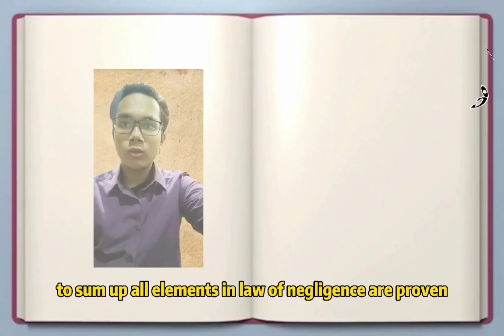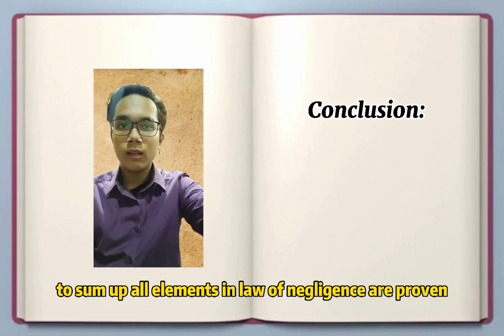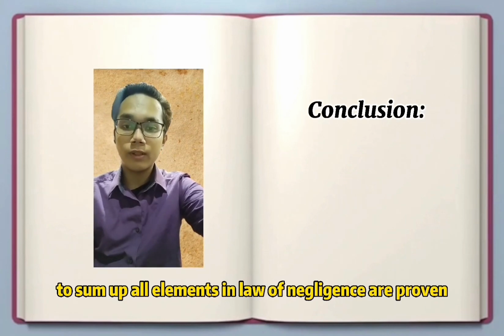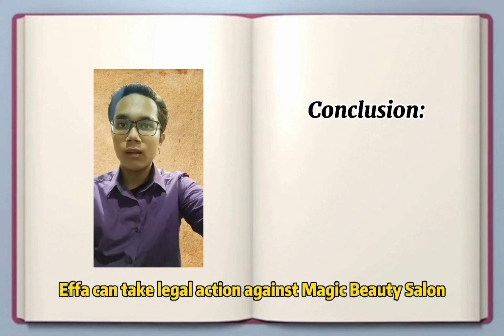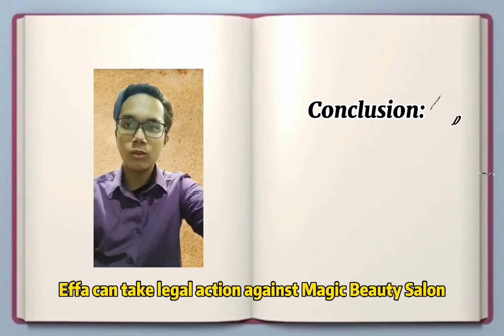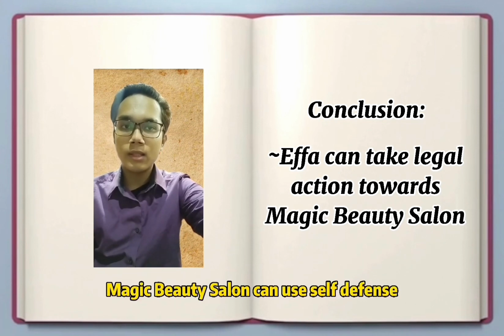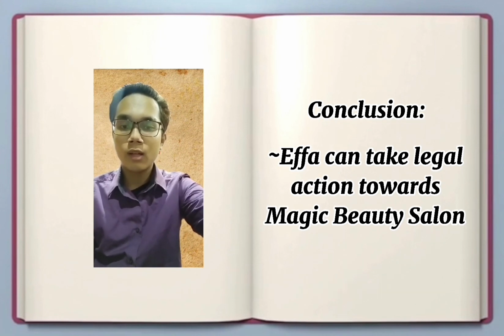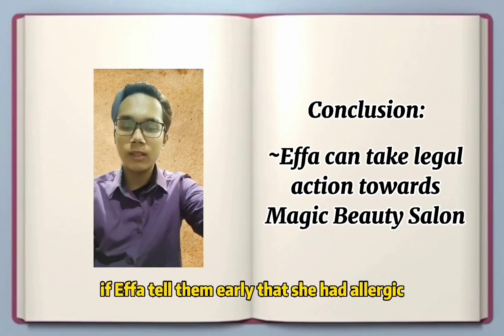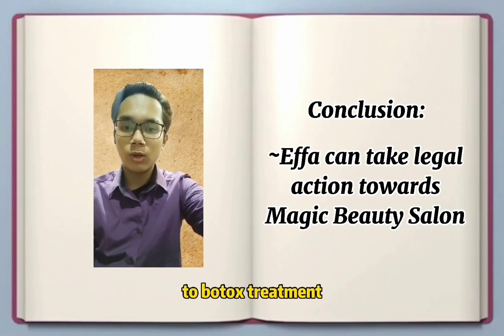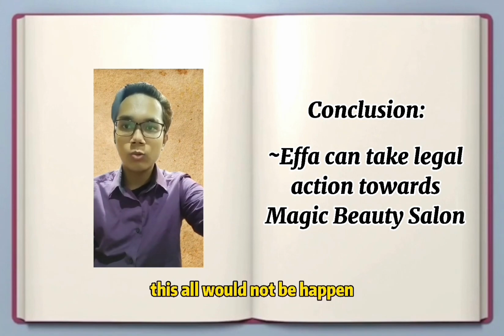Conclusion. To sum up, all elements in the law of negligence are proven. Thus, EFA can take legal action against Magic Beauty Salon for the injury that has been inflicted. However, Magic Beauty Salon can use self-defense to defend themselves. It can be said that if EFA had told them early that she was allergic to Botox treatment, this all would not have happened.